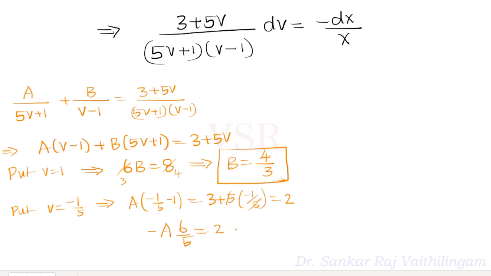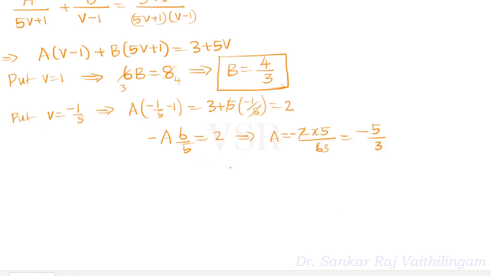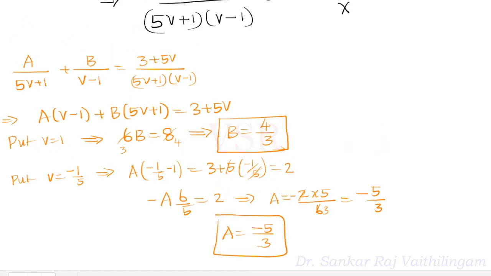So this implies that a is equal to 2 into 5 divided by 6. Taking the minus sign, here there is a 1 and here a 3, so this is equal to minus 5 by 3. So a is equal to minus 5 by 3. Okay, we can write it like that. So what we are having is this equation.